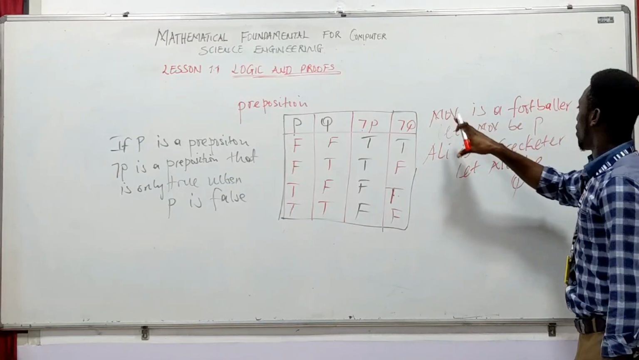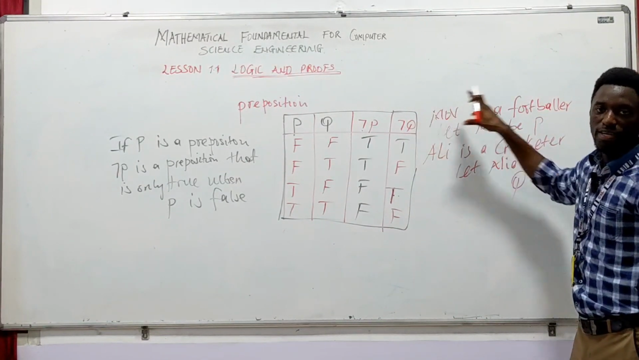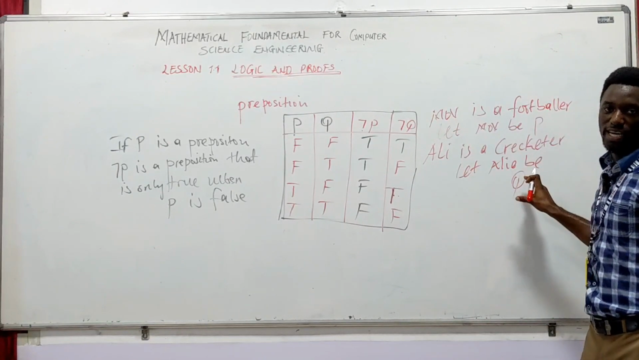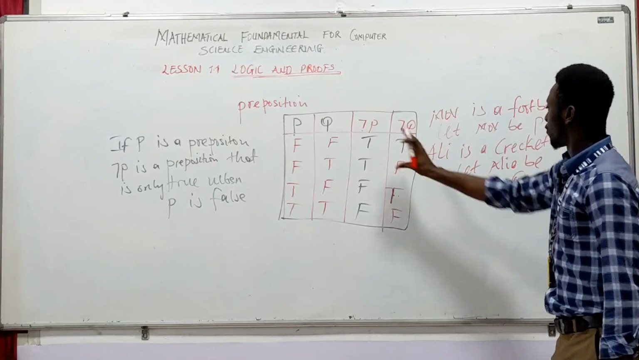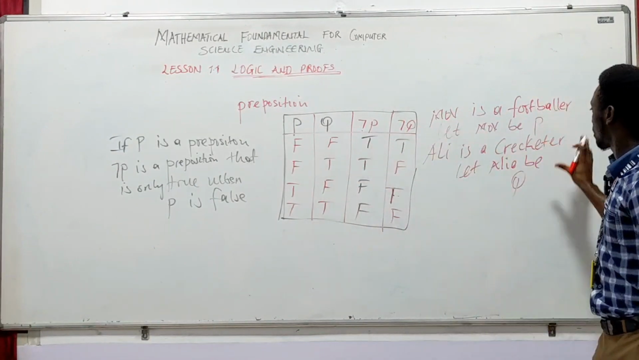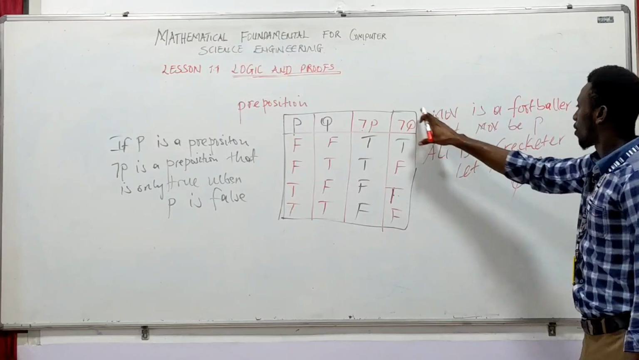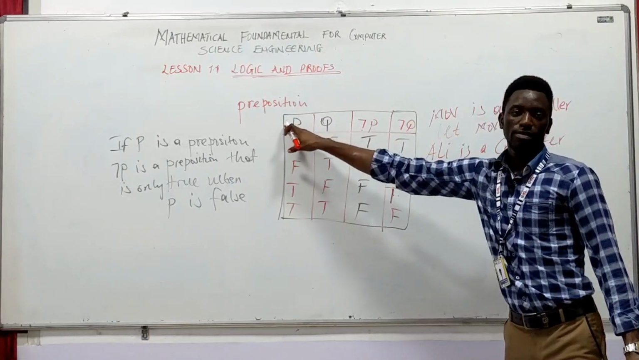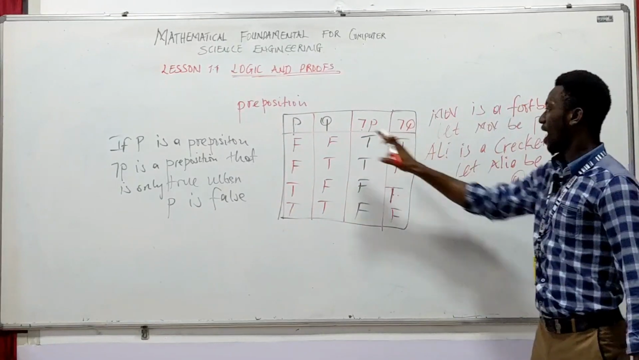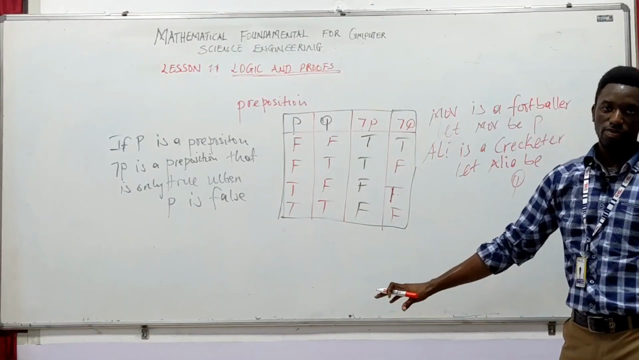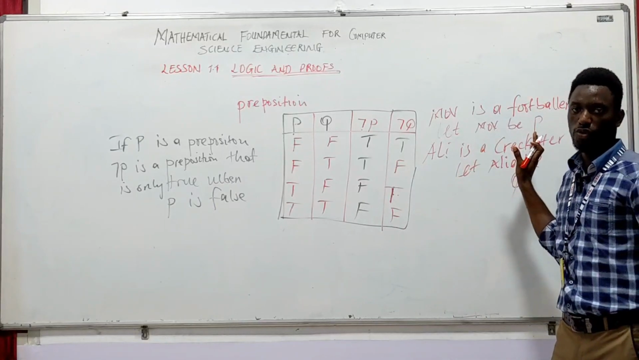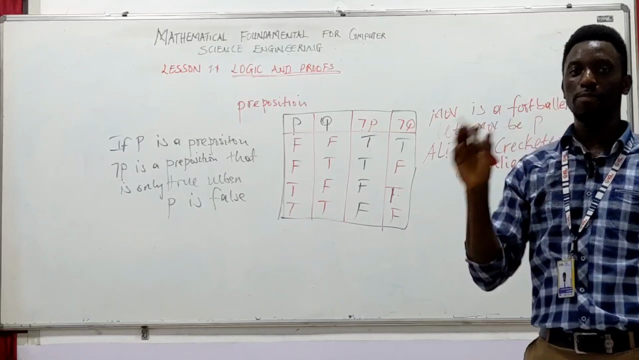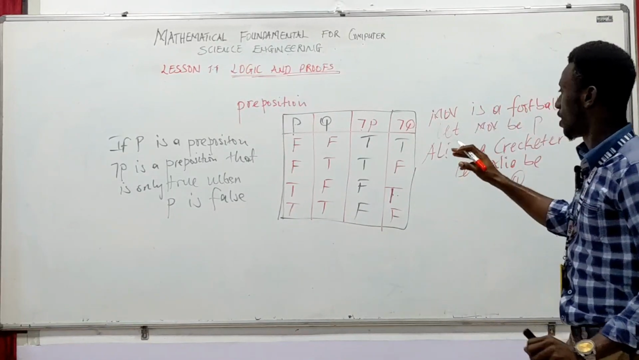Construct a truth table that tells us Mob is not a footballer and Ali is not a cricketer. Simply, from this table, instead of P you can just replace P by Mob and Q by Ali. You construct the table. Simply, this is the answer for this one. This is just a real life example. You can use any example, you construct your table.